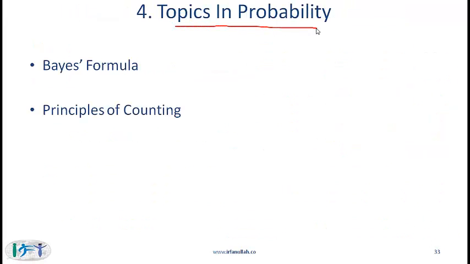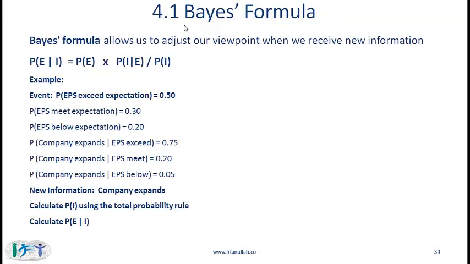Topics in probability. In this segment, we'll talk about Bayes' formula and principles of counting. Bayes' formula. Bayes' formula allows us to adjust our viewpoint when we receive new information. Before I explain this formula, I will give you an example. Let's say that you are following a given company and you are particularly interested in the earnings per share announcement that this company will make after 2 days.